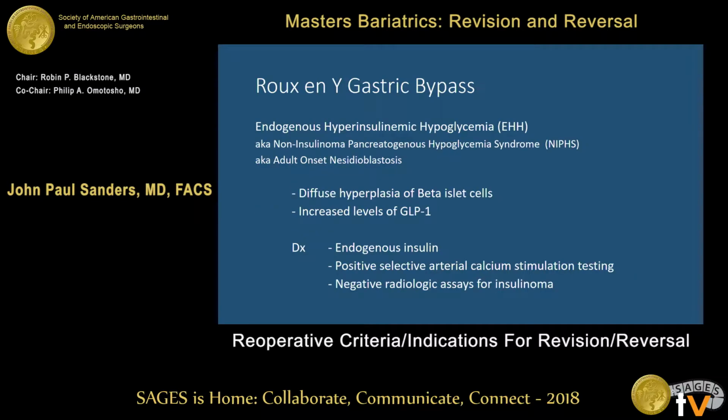Now, endogenous hyperinsulinemic hypoglycemia doesn't necessarily fall into dumping or hypoglycemia per se, so we're going to talk about that one briefly as well. It's also known as NIPS, also known as adult onset nesidioblastosis. Many of the pathology studies that have looked at the etiology of nesidioblastosis show a significant hyperplasia of the beta islet cells. And some of the newer data looking at the actual etiology of that hyperplasia is implicating GLP-1.